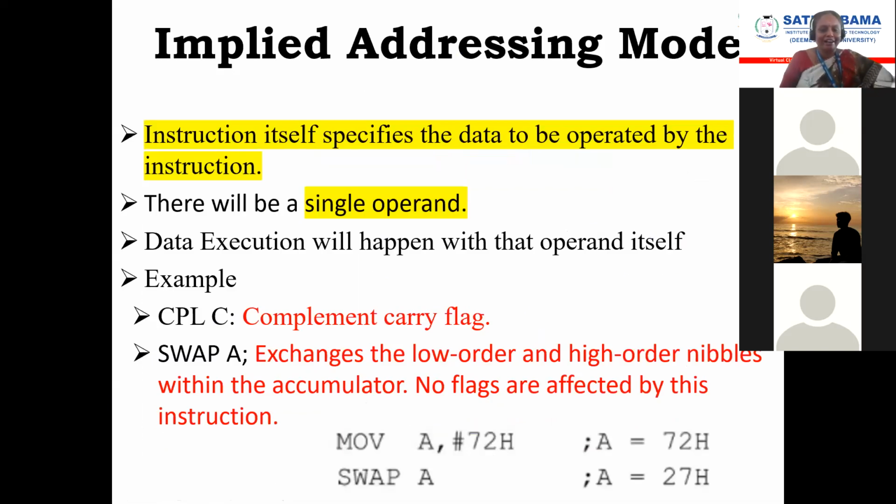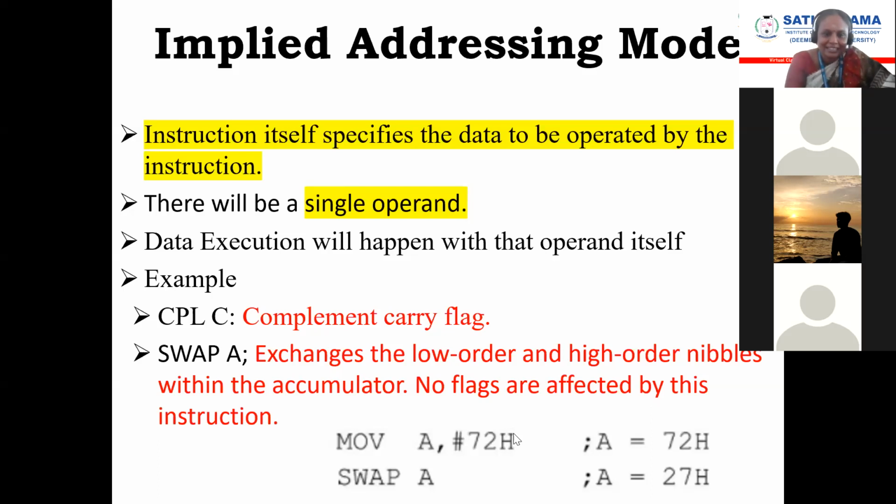I think you have heard about this word, implied addressing mode. So the instruction itself specifies how I have to operate my data. It is always a single operand. We have studied single byte instruction, 2 byte instruction, 3 byte instruction. Can anyone tell what is a single byte instruction? Single byte means an instruction will occupy only one memory location. 2 byte, it will occupy two memory locations. 3 byte, it will consecutively occupy three memory locations.